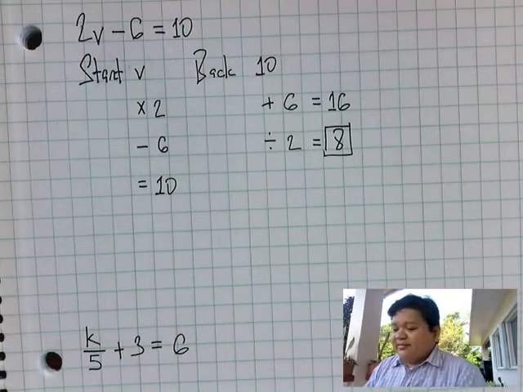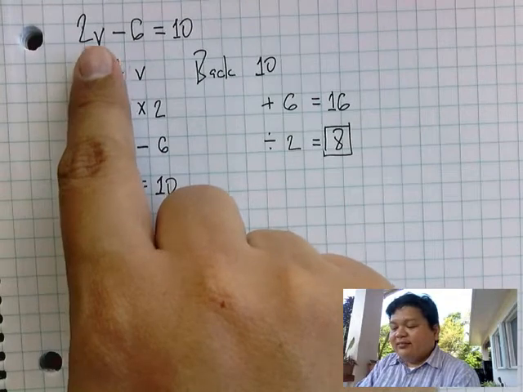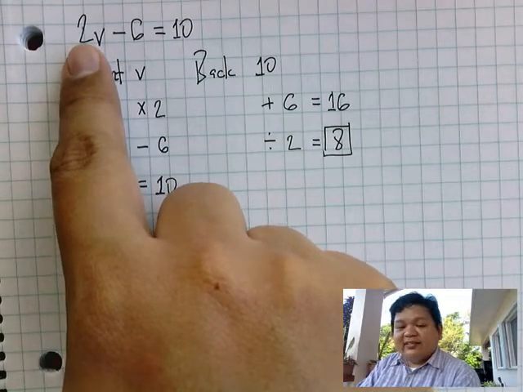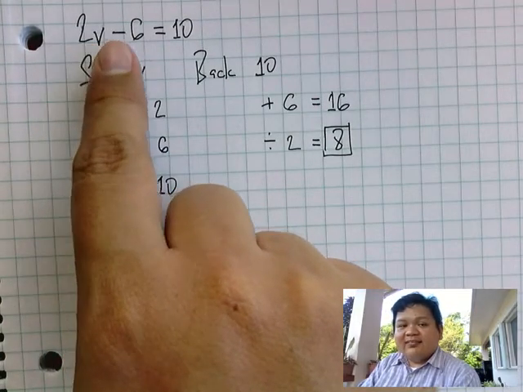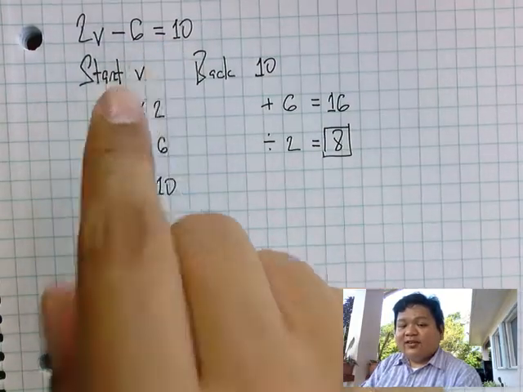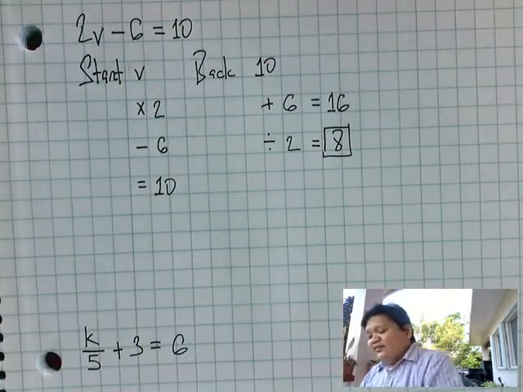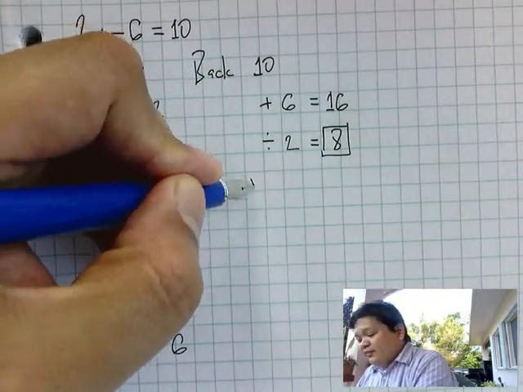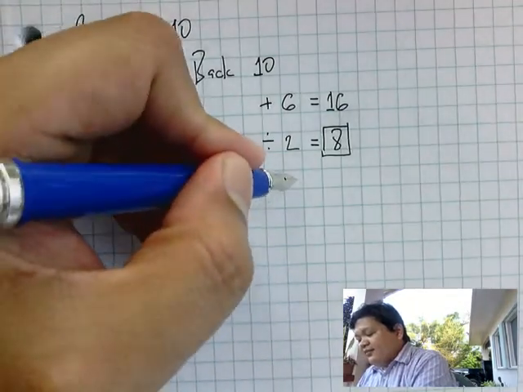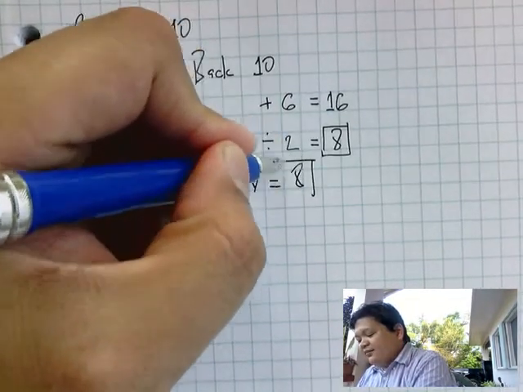Let's give that a check. If v were 8, 8 times 2 is 16, and 16 minus 6 is 10. So it checks out. It turns out that if 2v minus 6 is equal to 10, then v is equal to 8.